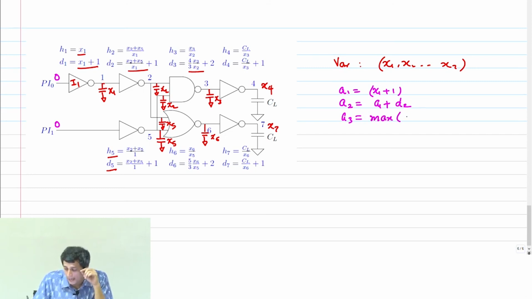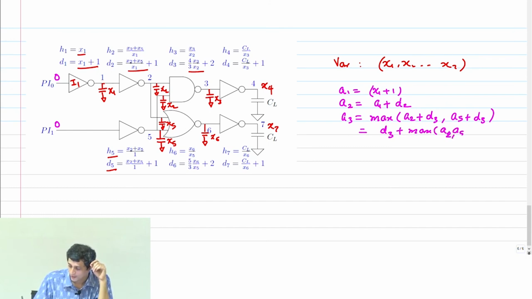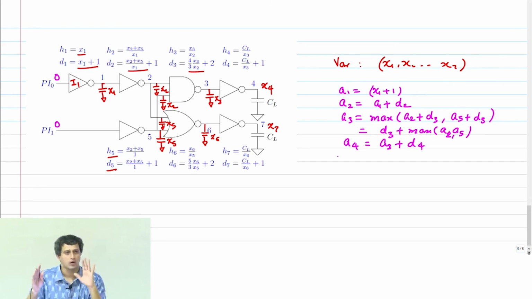Now you should be careful. Max of A2 plus D3, comma, A5 plus D3. Okay, this I can remove D3 common. D3 plus max of A2 comma A5. Okay. A4 I can write in a similar way, right? Which is basically arrival time at A3 plus D4, right? I can now write down all these things.